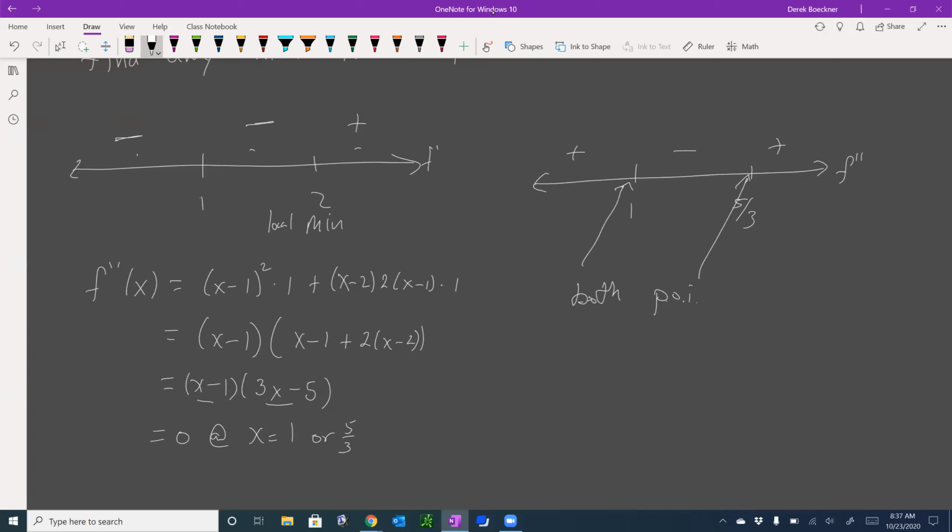These ones? Plug it into the second derivative. If you're looking at concavity here, points of inflection are where the concavity changes from up to down. And so you want to know the value of the second derivative, if it's positive or negative, to tell you about the concavity.